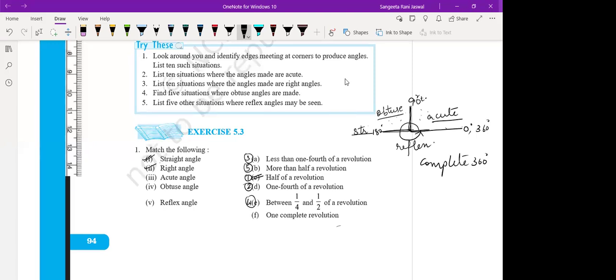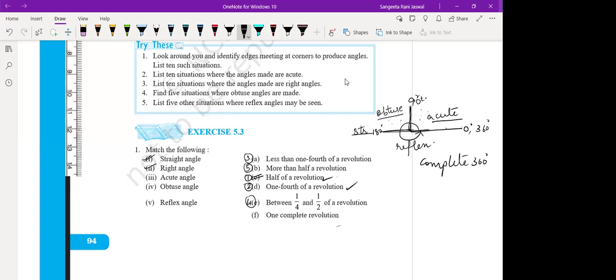Okay, now this is just match the following. Although you know all this, it is just a match. Now straight angle, just go through these options and where will you match it with? Straight angle is half of a revolution. C. Yes, half of a revolution. Right angle is 1/4 of a revolution. D.